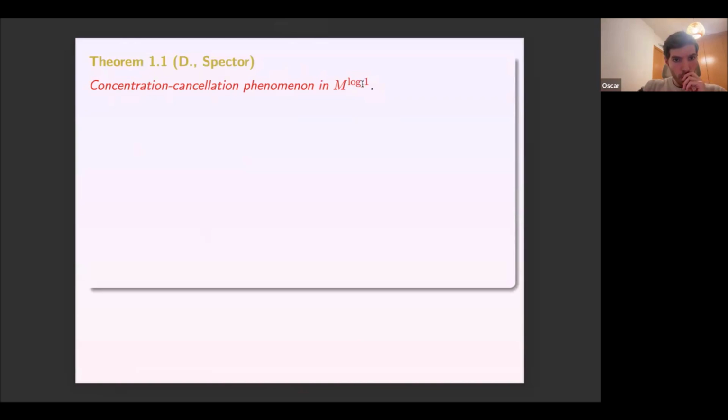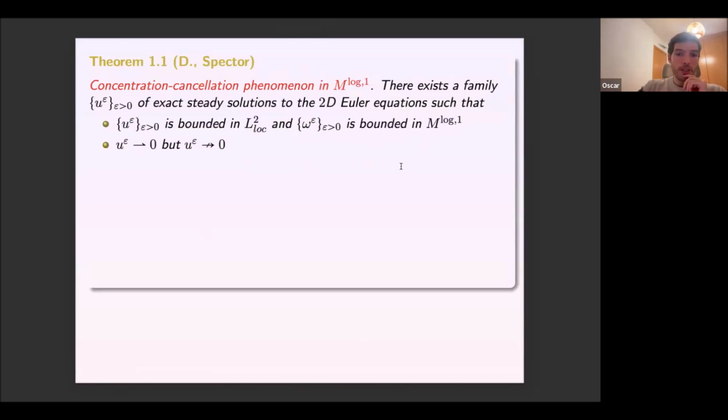Okay. So here you can read the precise statement. We construct an approximating family, and more precisely, an exact sequence of steady solutions to the 2D Euler equations. They have finite energy. The related set of vorticities is uniformly bounded under the modular regularity 1. This family converges weakly to the trivial solution 0, but not strongly. In particular, this proves the concentration cancellation under this modular regularity.